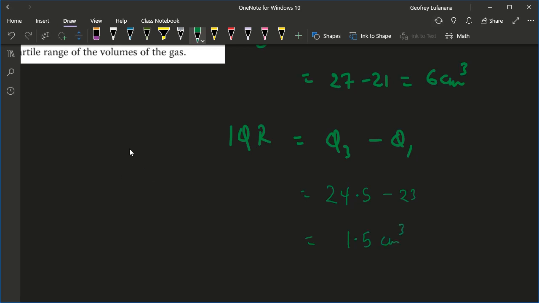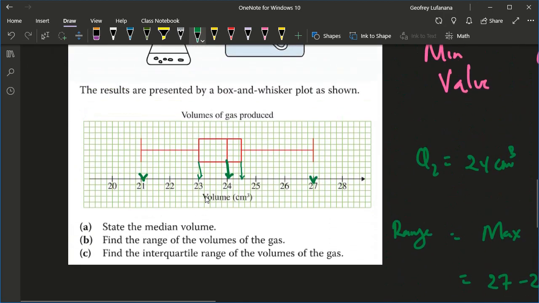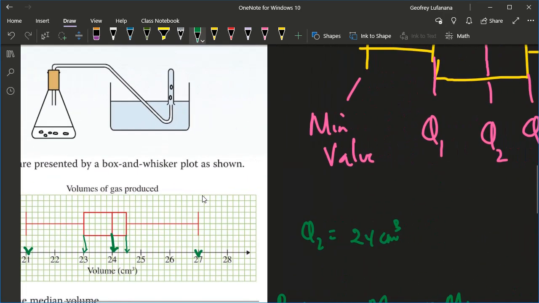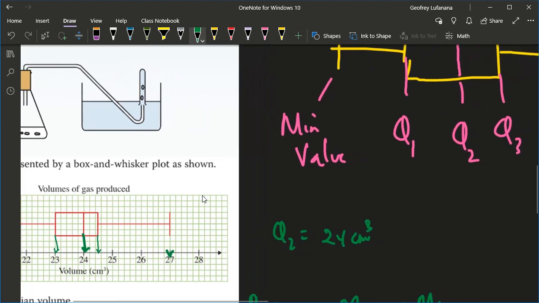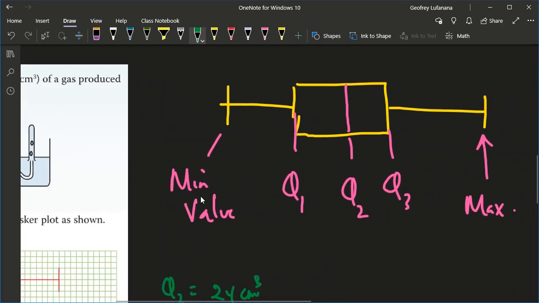Now the skill here, or what you need to remember, is how to read a graph, basically given the scales, and also remember what the different parts of the box plot represent: the minimum value, Q1, Q2, Q3, and the maximum value.